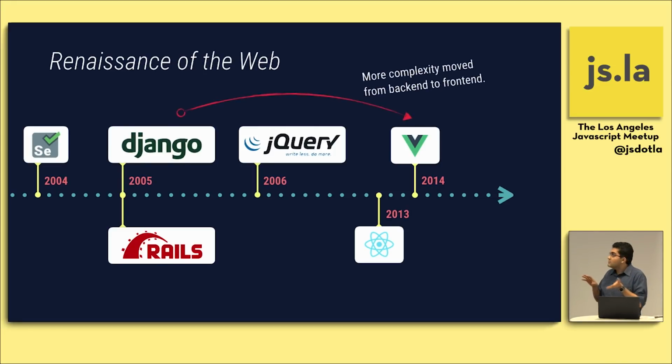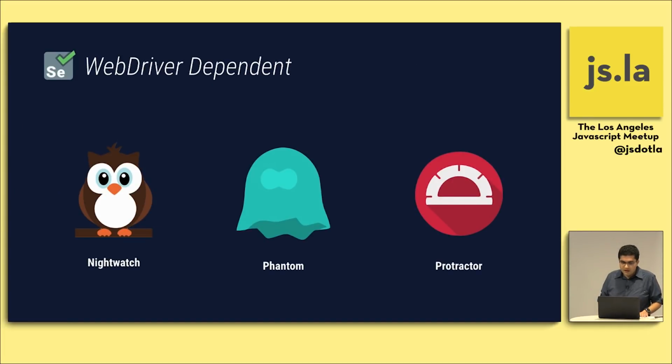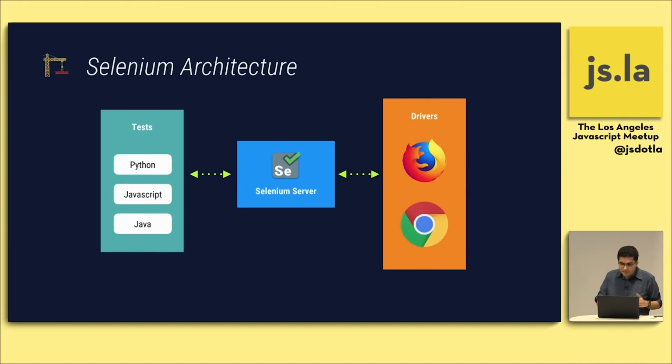Another thing that happened here was that more complexity from the back end moved to the front end, right? Everything used to be just simple templates we sent down the wire. Browsers could easily render them, but now we're shipping big JavaScript applications, right? So we need something that's better suited for this kind of application. So Selenium has offered some solutions. There are some Selenium wrappers that make working with Selenium easier. Nightwatch is a popular one, and if you're using Angular, you might have used Protractor.